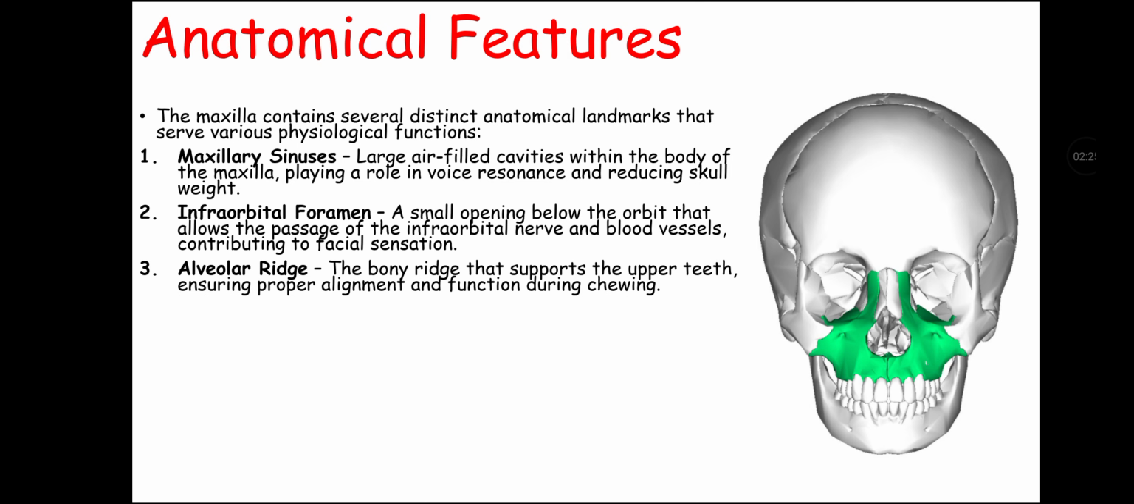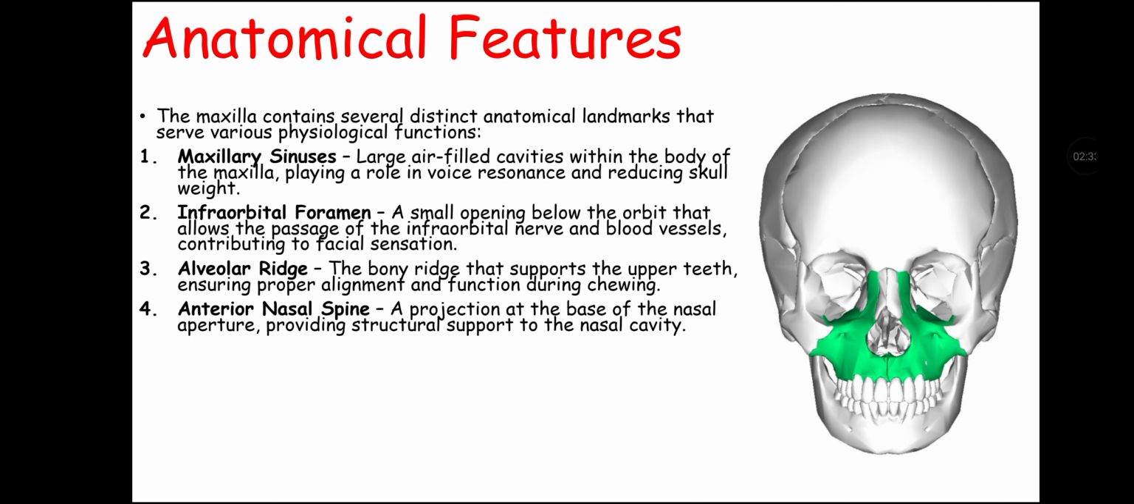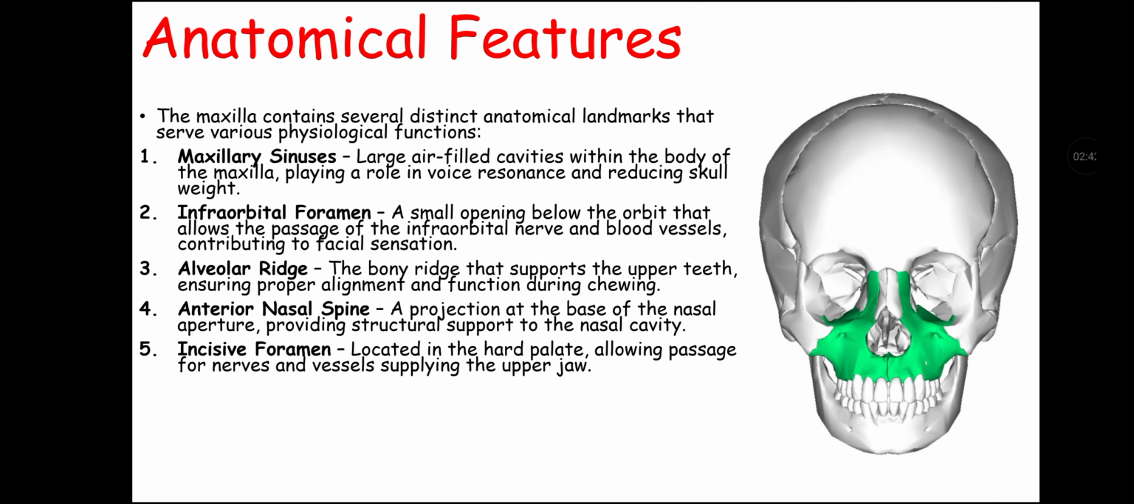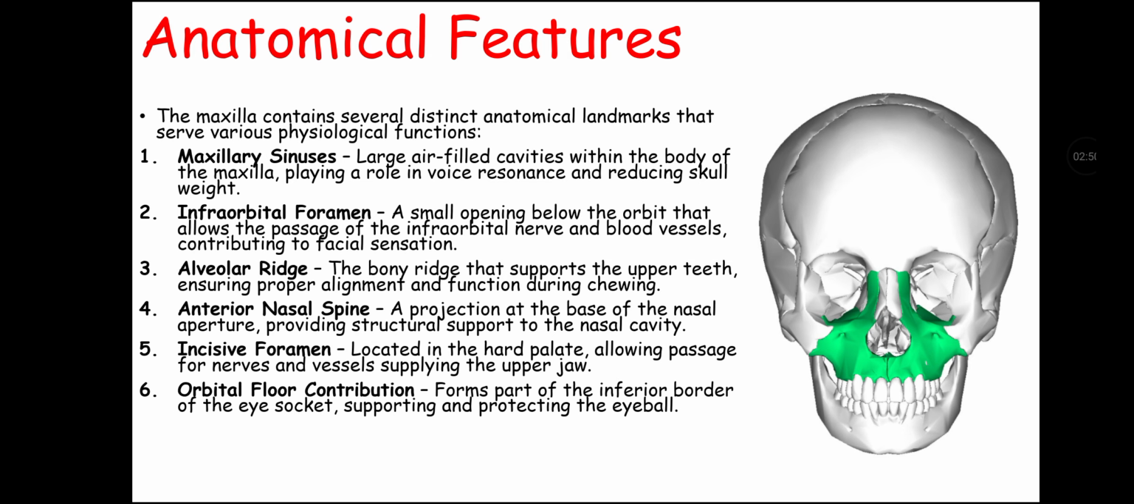The third anatomical feature of the maxilla is alveolar ridge, that is the bony ridge that supports the upper teeth ensuring proper alignment and function during chewing. The next anatomical feature is anterior nasal spine, that is a projection at the base of the nasal aperture providing structural support to the nasal cavity. The next feature includes incisive foramen that is located in the hard palate allowing passage for nerves and vessels supplying the upper jaw.